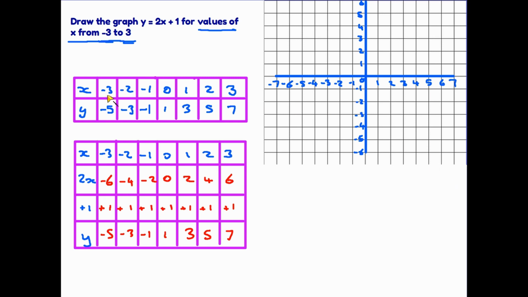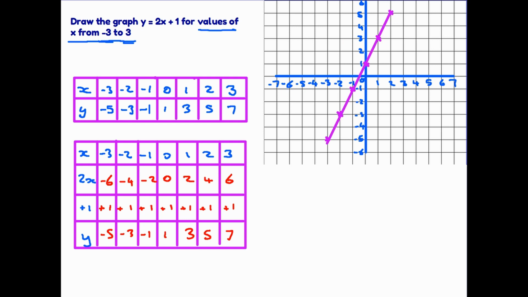So now we have sets of coordinates for every value of x. We found the corresponding value of y. So the first one is minus 3, minus 5, and the first coordinate is therefore plotted here. The second one, minus 2, minus 3, is going to go here. 0, 1. We've got 1, 3. We have 2, 5. And in fact, the last one won't quite fit on my graph paper. It's at 3, 7.